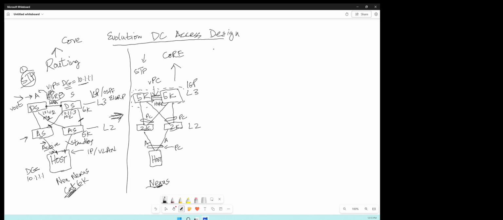And now came the next step in this evolution, which is called the spine leaf. So the spine leaf is where you're completely eliminating your spanning tree. And how is that happening?